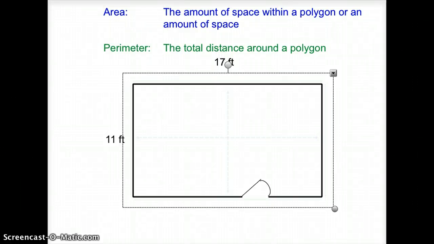Welcome to Area and Perimeter with Mr. Stanbro. I'm going to teach you how to find the area and the perimeter of a basic rectangle.